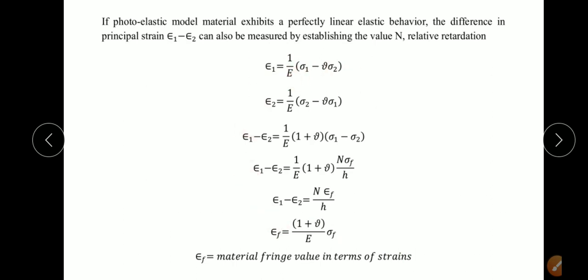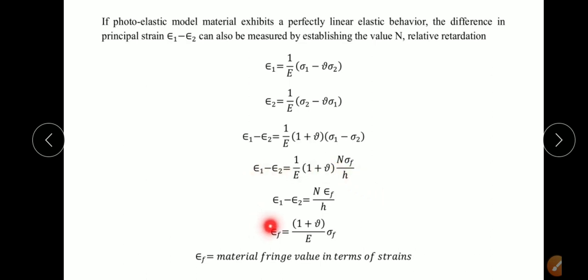So there is nothing but the general equation: epsilon 1 is equal to 1 by E into sigma 1 minus nu into sigma 2, and epsilon 2 is equal to 1 by E into sigma 2 minus nu into sigma 1. If you subtract these two equations, epsilon 1 minus epsilon 2, you are going to get 1 by E into 1 plus nu into sigma 1 minus sigma 2. Similarly, after simplification, sigma 1 minus sigma 2 from the stress optic law is n sigma f by h.